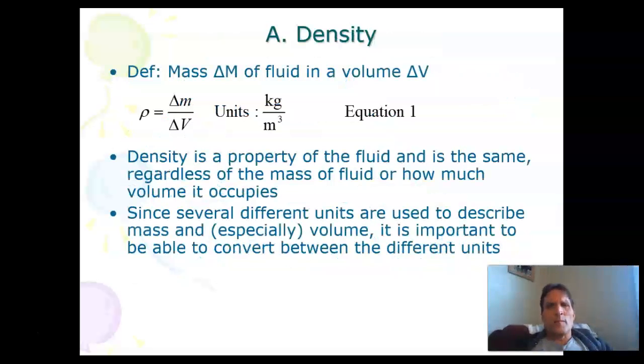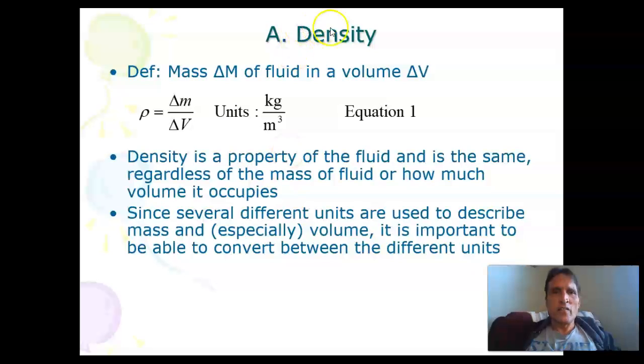So the first variable that we'll discuss here is what's called density. And density is equal to the mass per unit volume of the fluid. You can think of it as how packed together the fluid is in the material. And since the mass has units of kilograms and the volume has units of meters cubed, the density, which is the mass per unit volume, has units of kilograms per meter cubed.